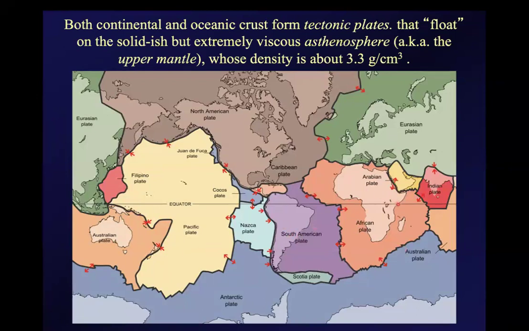There's the South American plate, the African plate, the Australian plate, the Indian plate, and there's a number of smaller plates. The Juan de Fuca plate off the coast of the Pacific Northwest, the Scotia plate here in the South Atlantic. Saudi Arabia basically makes up its own plate. The Filipino plate right there.